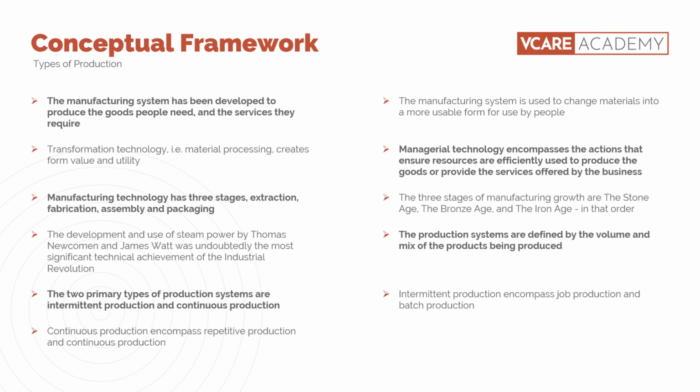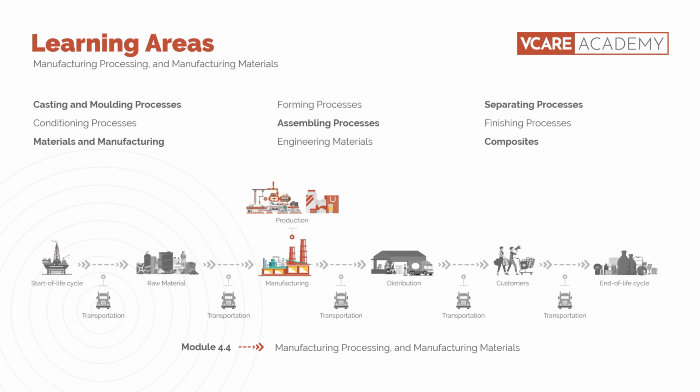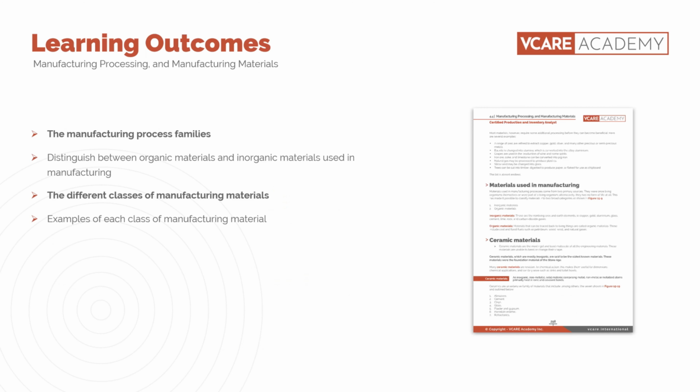Module 4.4, manufacturing processing and manufacturing material. Casting and molding processes, then we'll talk about forming processes, separation processes, conditioning processes, assembly, finishing processes, and then materials and manufacturing, engineering materials, and then finish up with composites. The learning outcomes in this module: manufacturing process families, and distinguish between organic materials and inorganic materials that we use in manufacturing, and the different classes of manufacturing materials, with examples of each class of those manufacturing materials.